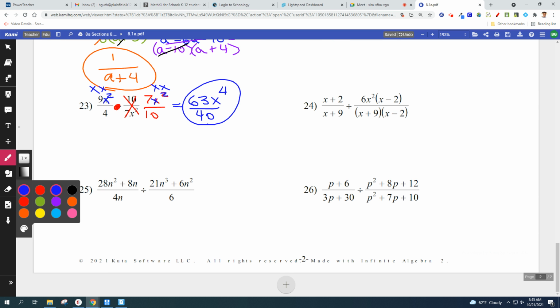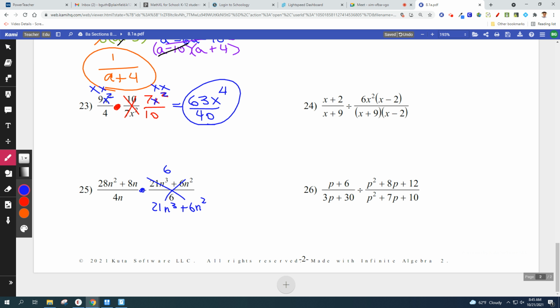Last problem, number 25. First step here, multiply by the reciprocal. Division. Don't do that on multiplication. Only do that on division. We went through like 7 problems or something where we never did this. All of a sudden now we're doing it because it's division. Multiply by the reciprocal.